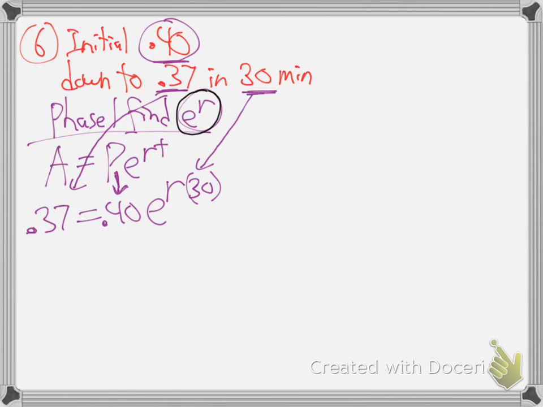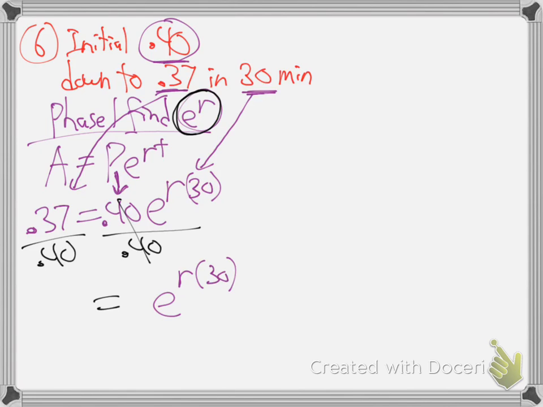We want to find e to the r, remember. So how do we get e to the r? First divide by the 0.40, and we get e to the r times 30 on this side, and this side will be 0.925 on your calculator. Okay, now, what am I trying to do at this point? This is where it gets tricky for people. Let me help with this. Remember what we're trying to find, e to the r, right?